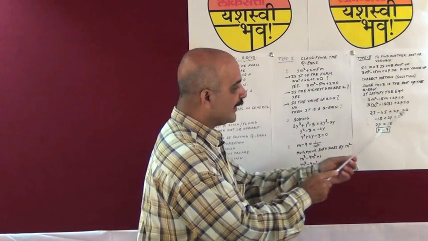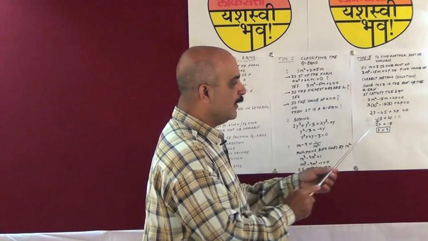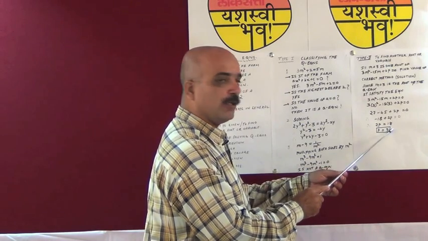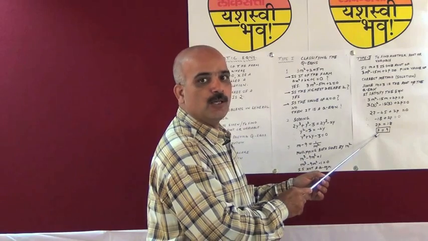We shift this minus 18 on this side. We get a positive 18 here. So 2p is equal to 18. Therefore the value of p is 18 upon 2. 18 upon 2 is nothing but p is equal to 9.